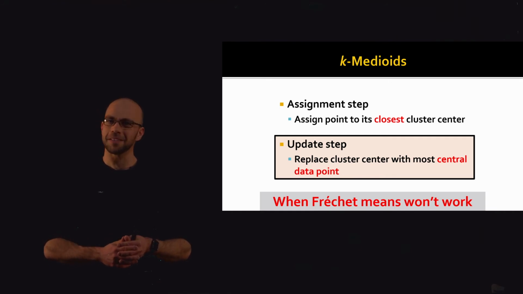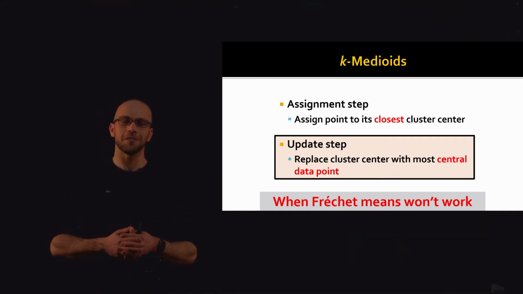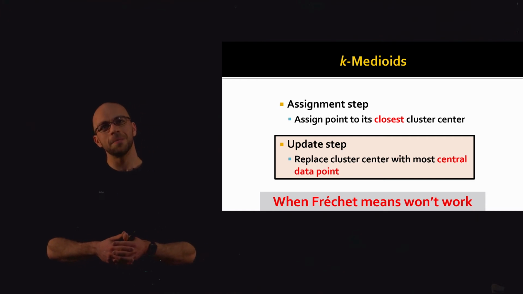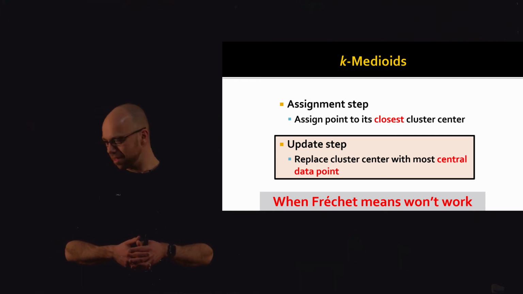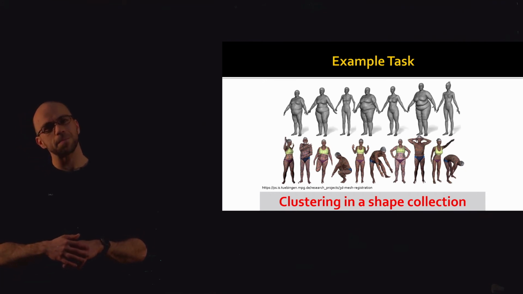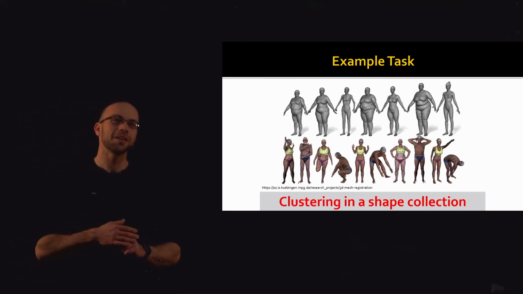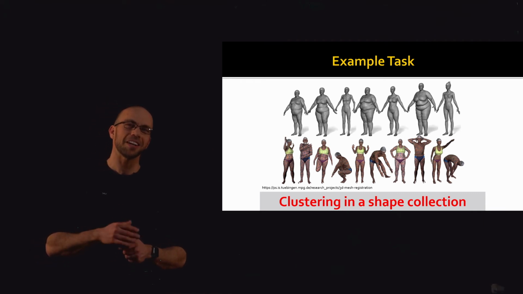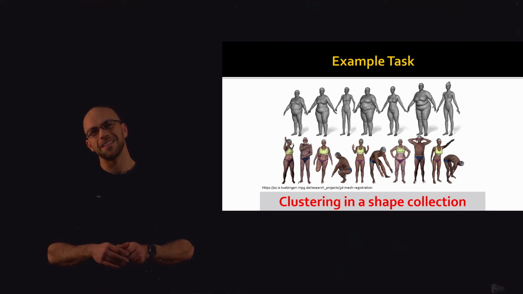This is kind of nice because now all you have to do is compute distance values. You don't have to do anything else. And k-medoids is often pretty effective and stable. So for instance, one of the interesting applications is in clustering in a shape collection. There are notions of Frechet means in the space of shapes, but they tend to be very hard to compute, expensive, and kind of unstable.